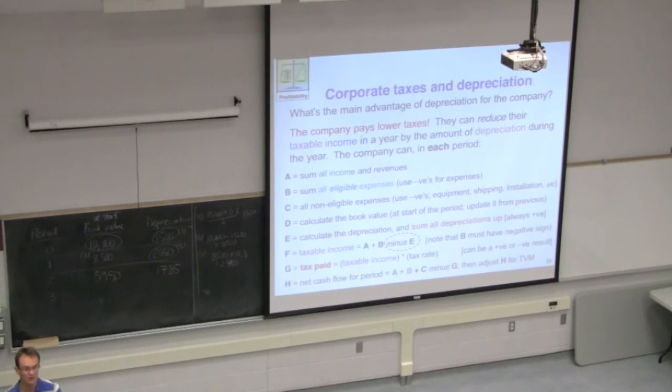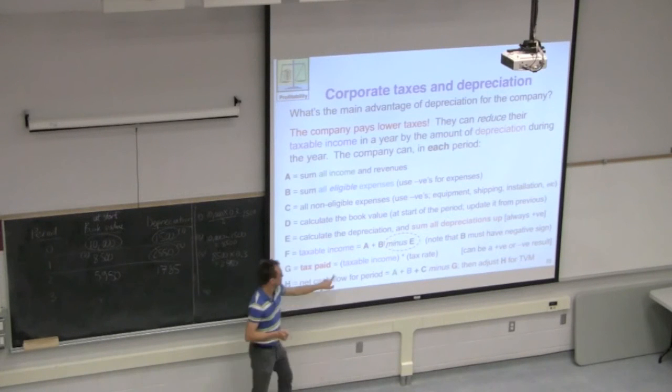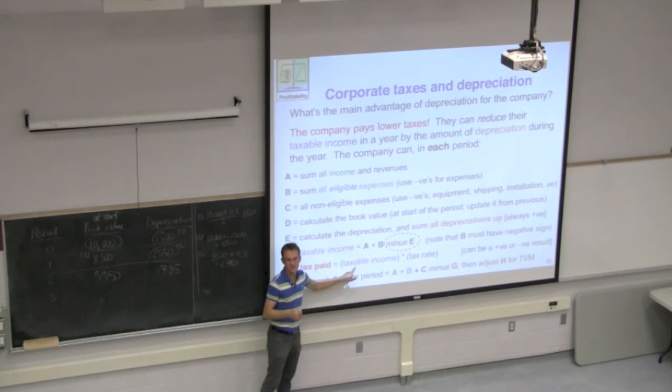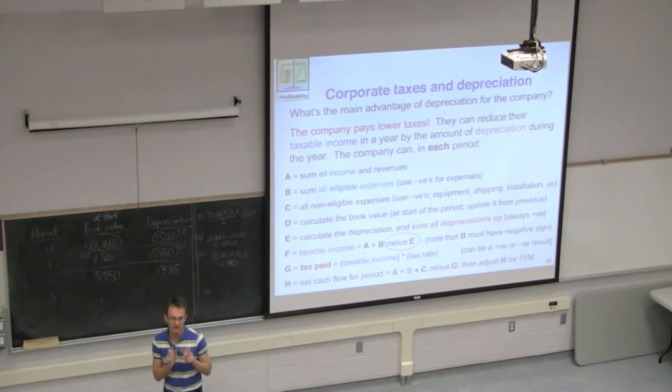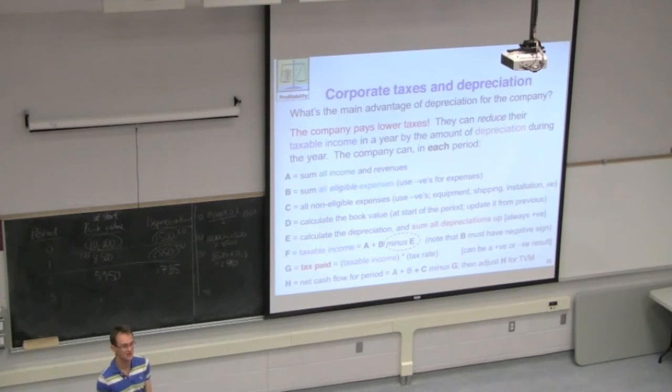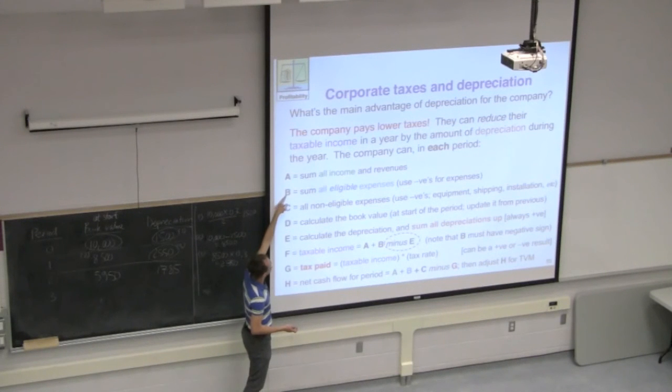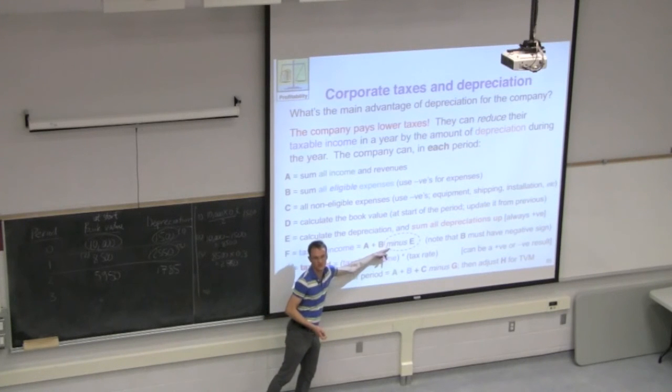But the government doesn't care what's in your bank account. The government just cares what this value is. The government doesn't come and say, show me your bank balance and I'm going to take 30% or 25% of the bank. The government's principle of taxation is simply to tax you on taxable income. And that's simply income minus expenses that are eligible minus this interesting new feature, depreciation.